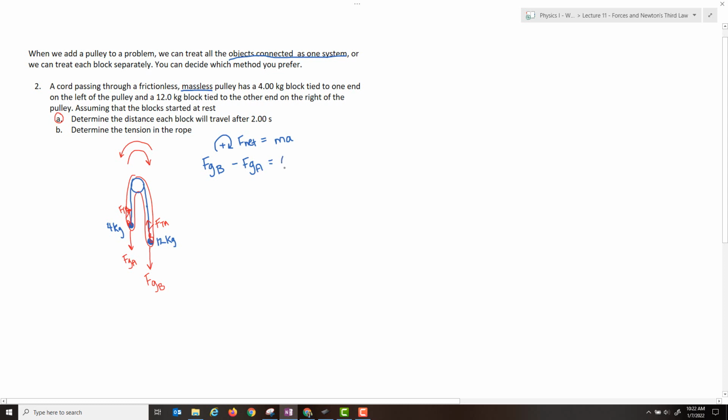And when we talk about M, what are we referring to? This is the F net equation for the whole system, so this is the mass of both of the blocks. So I'm just going to write that as MA plus MB times the acceleration. What is FGB? FGB is just the mass of B times gravity, minus FGA, which is the mass of A times gravity, equals MA plus MB times the acceleration.